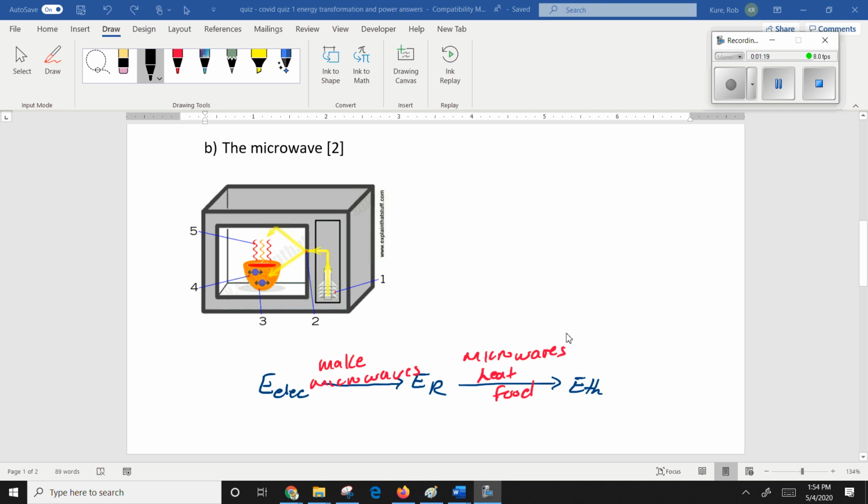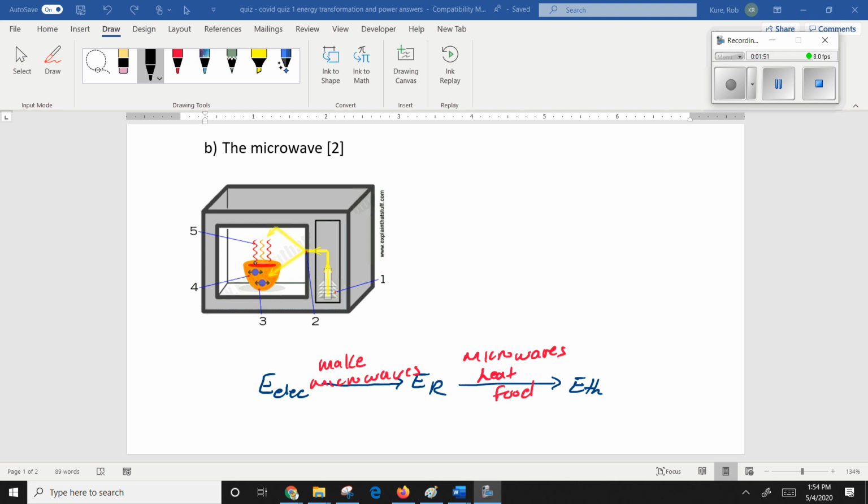What's happening in the microwave? Well, in the microwave, you're going to have something called a magnetron, and what it makes is microwaves. It takes electrical energy, since the microwave is plugged in, and the magnetron makes microwaves, so it's going to be making a form of radiant energy. Remember, radiant energy is any kind of electromagnetic energy. And then the radiant energy, the microwaves, are going to cause the water particles to vibrate, which creates thermal energy. So the energy transformation here would be electrical to radiant, and finally to thermal.